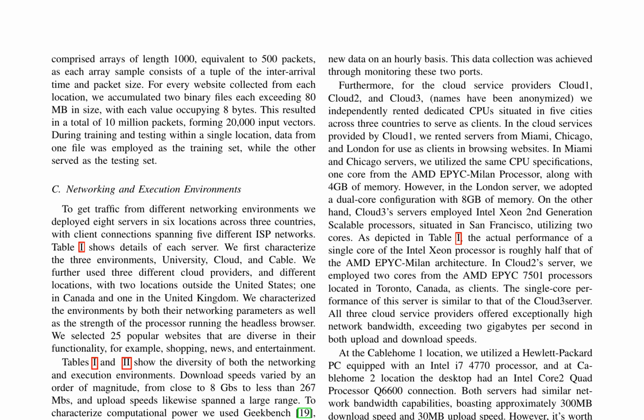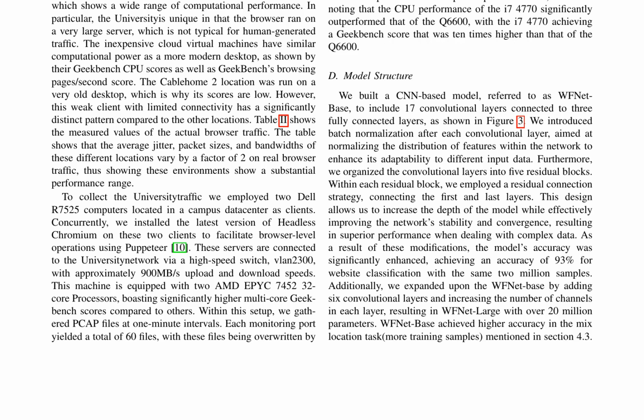The model structure, WF-net base, consists of 17 convolutional layers connected to 3 fully connected layers, with batch normalization after each convolutional layer to enhance adaptability to different input data. The model's design includes 5 residual blocks, each employing a residual connection strategy to connect the first and last layers, resulting in superior performance when dealing with complex data. An expanded version of the model, WF-net large, was also developed, which achieved higher accuracy in the mix location task.